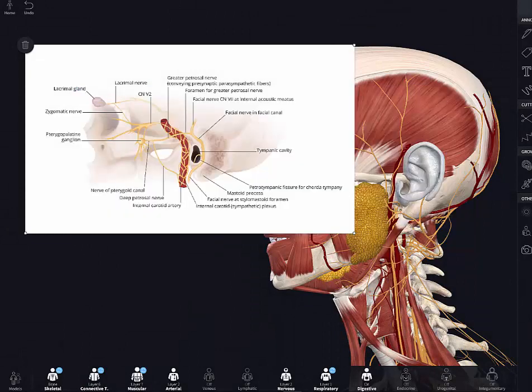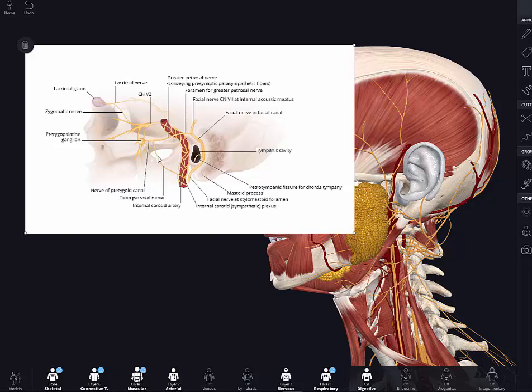Okay, so let's have a look at the facial nerve one more time here. So here's the facial nerve and the facial canal. You have here the facial nerve at the internal acoustic meatus. Right here is the foramen for the greater petrosal nerve. Then you have the greater petrosal nerve that will convey presynaptic parasympathetic fibers, and it will actually merge together with a nerve coming from down here called the deep petrosal nerve.